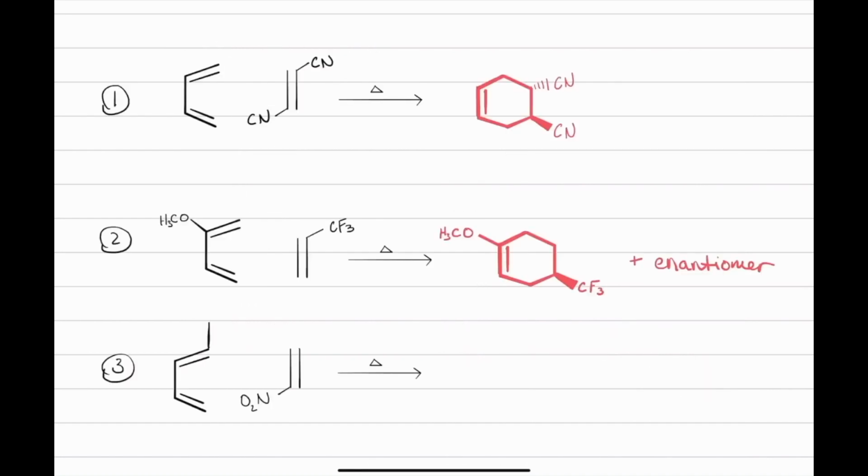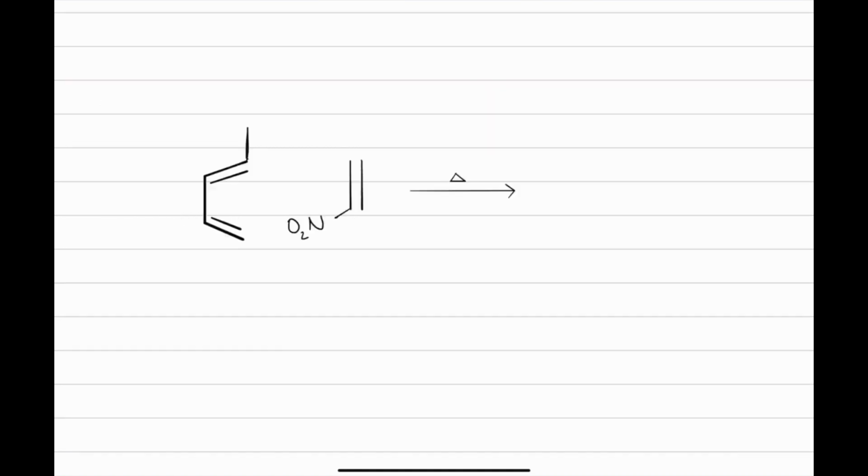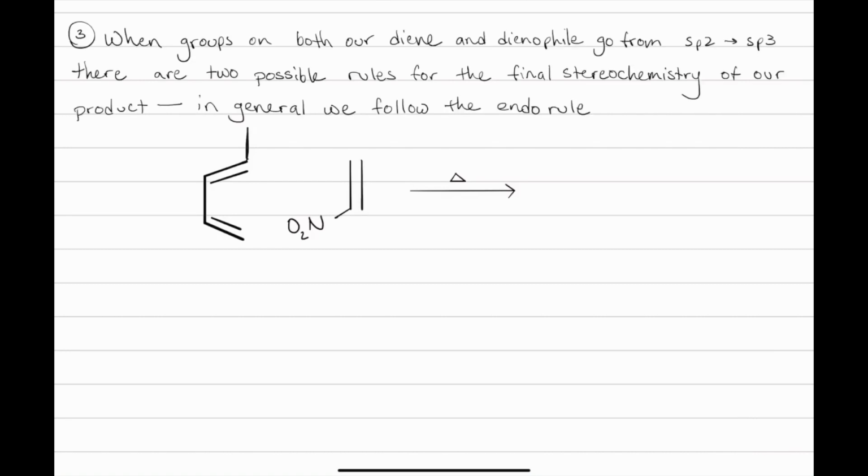Moving forward, we get to the most complicated concept. Recall that a dienophile with trans or cis orientation about the double bond will retain that relationship in the final product. Also recall that this too applies to our diene. Now how are these relative stereochemistries formed in relation to each other? When groups on both our diene and dienophile go from sp2 to sp3, in the transition state there are 2 possible orientations that result in specific stereochemistry rules. In general, the rule we follow is for the endo product, and this is our major product.